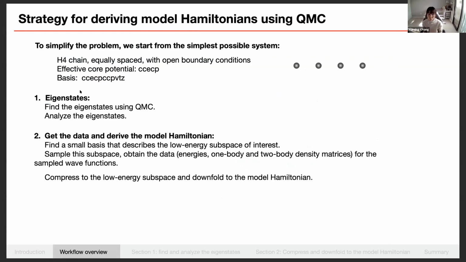To start with, I want to simplify this problem by just looking at a very, very simple 4 hydrogen atom chain, which is equally spaced with open boundary conditions. And here I'm using effective core potential CCECP with a triple zeta basis. And I'm going to divide my talk into 2 sections. In the first section, I will tell you how we find the eigenstates using quantum Monte Carlo and how we analyze these eigenstates so that we have a rough understanding of the low energy physics for the system. In the second part, I will tell you how we gather the large data set for the energies and one-body and two-body density matrices for the sample wave functions on this low energy subspace, and how we downfold this large data set to a model Hamiltonian.